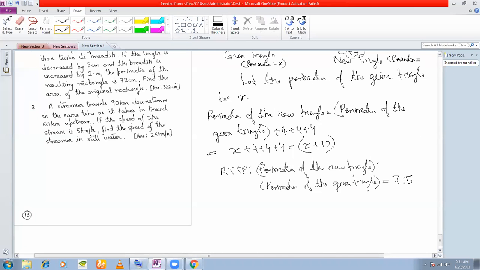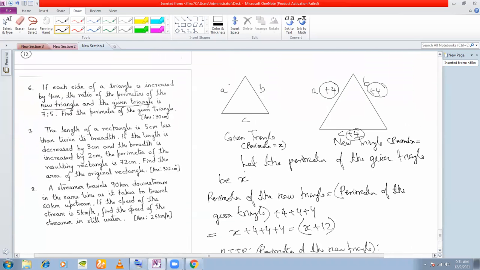Why have I written perimeter of the new triangle is to perimeter of the given triangle, and not the other way around? Because the perimeter of the new triangle is bigger, and because of the statement given. That is why I told you to be very careful with the statement. Ratio of the perimeters of the new triangle and the given triangle: new triangle is first, given triangle is later. So new triangle is to given triangle, and not given triangle is to new triangle. Is this clear?